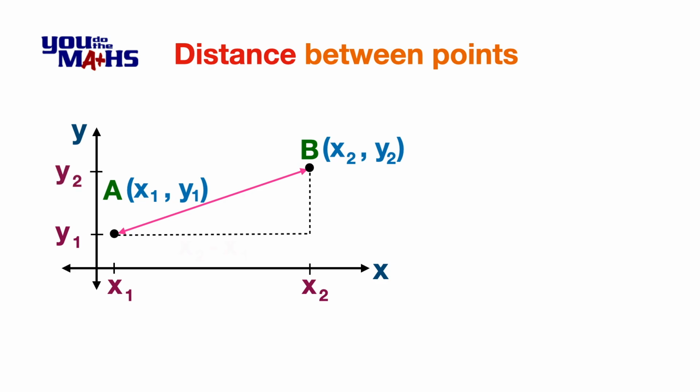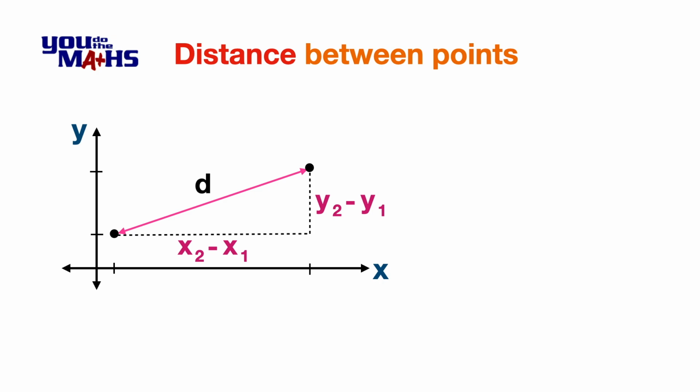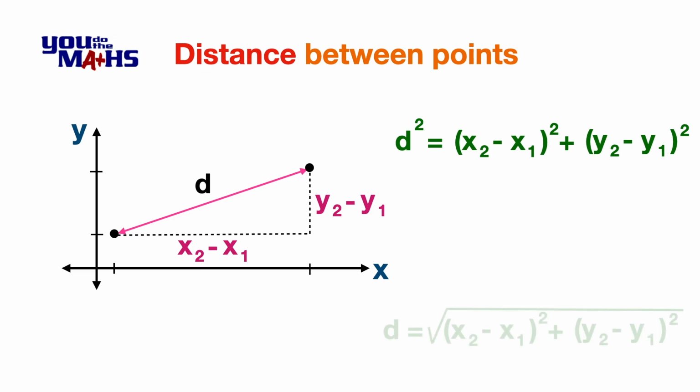So going back to our triangle, we can identify the horizontal distance as the difference between the x values, that's x2 minus x1, and the vertical distance will be y2 minus y1. Now we can incorporate the Pythagoras formula to work out the hypotenuse, in this case d, and that's the distance between the 2 points. So the distance squared will equal the square of x2 minus x1 plus the square of y2 minus y1. And then to work out the distance, we'll take the square root of what's on the right hand side, and that's our distance formula between 2 points.